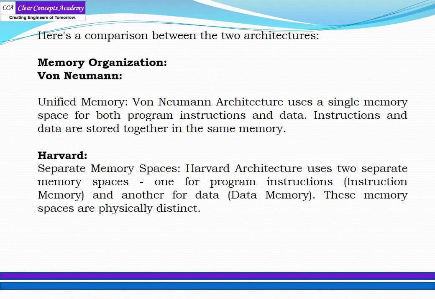In Harvard, separate memory space. Harvard architecture uses two separate memory spaces, one for program instruction memory, and another for data, that is data memory. These memory spaces are physically distinct. There are two separate memory locations. There may be two RAMs, one for storing only instructions and one only for data.